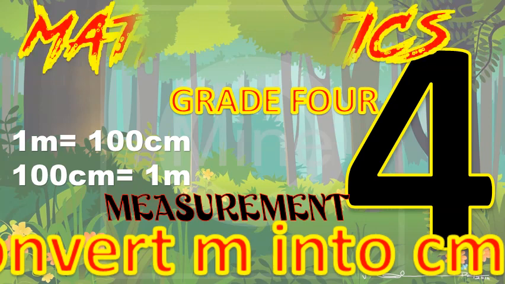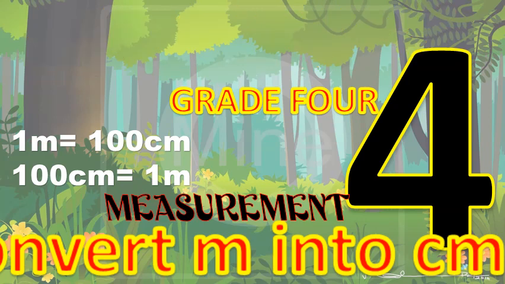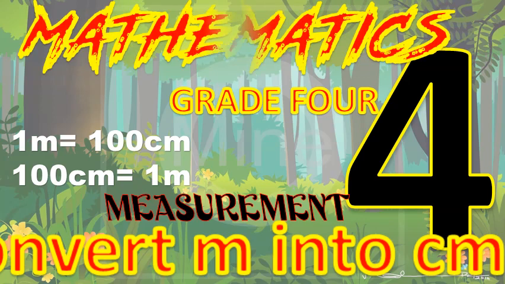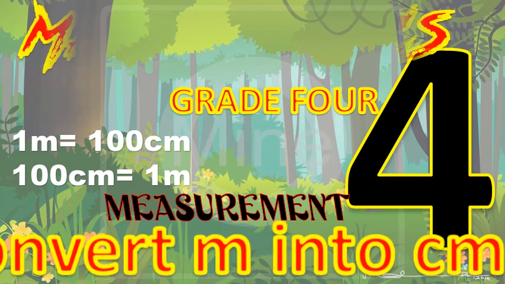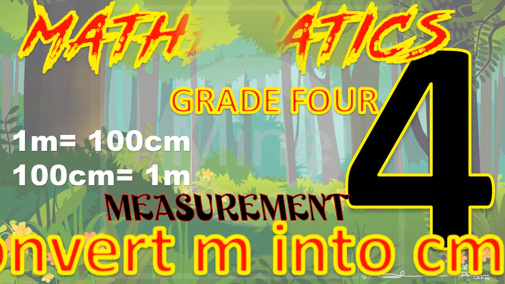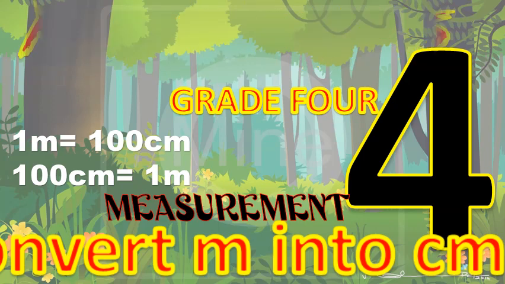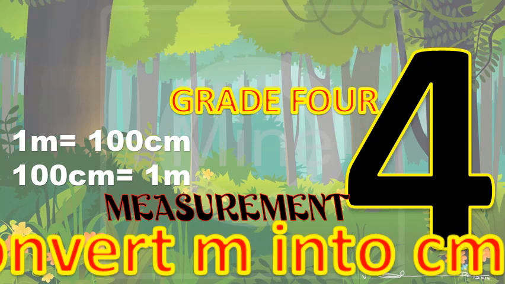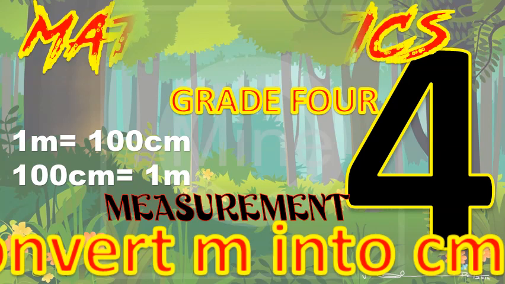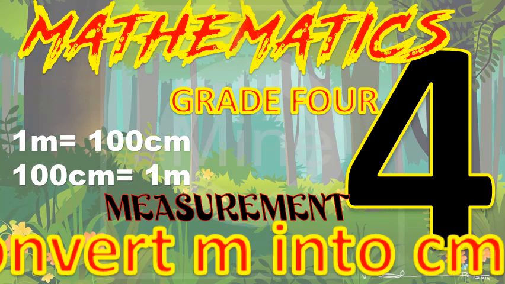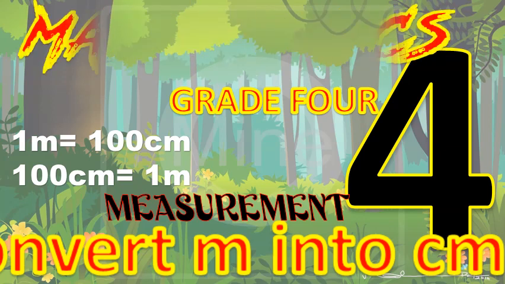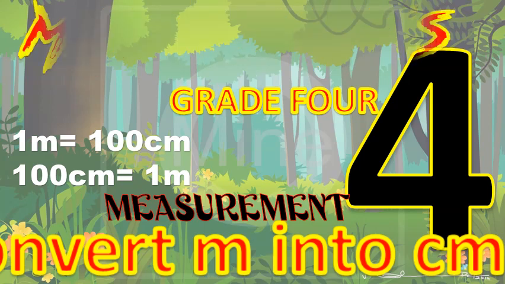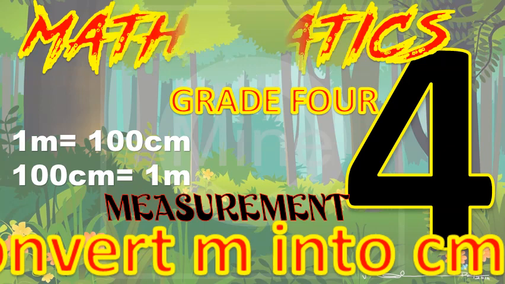Did you convert 4 meters and 50 centimeters into centimeters? I hope so. To convert 4 meters and 50 centimeters, you will need to convert 4 meters to centimeters. That is, 4 multiplied by 100 to get 400 centimeters.